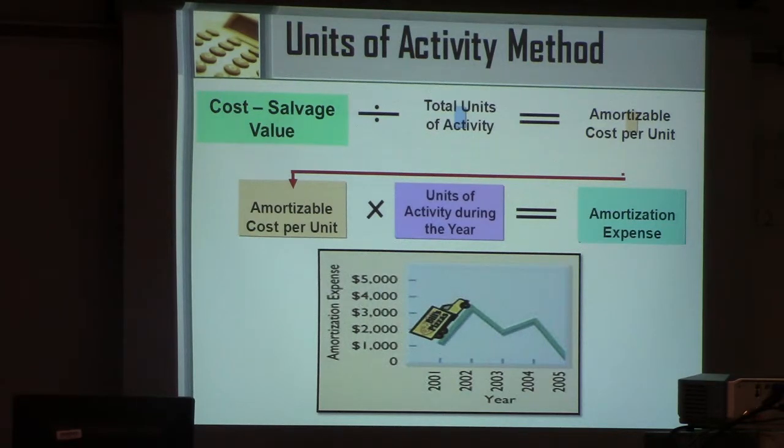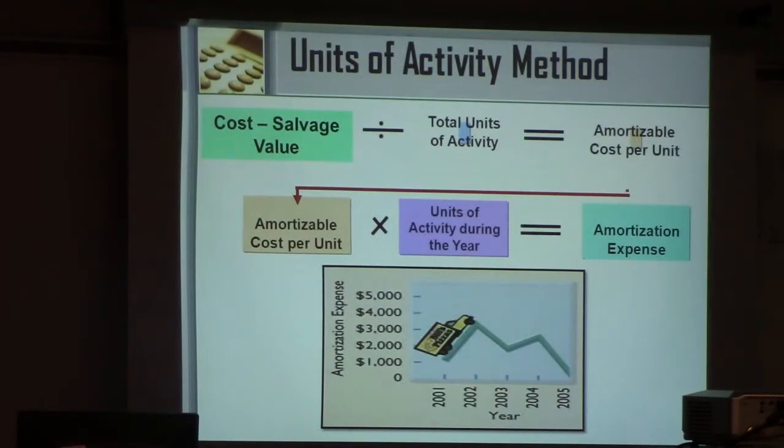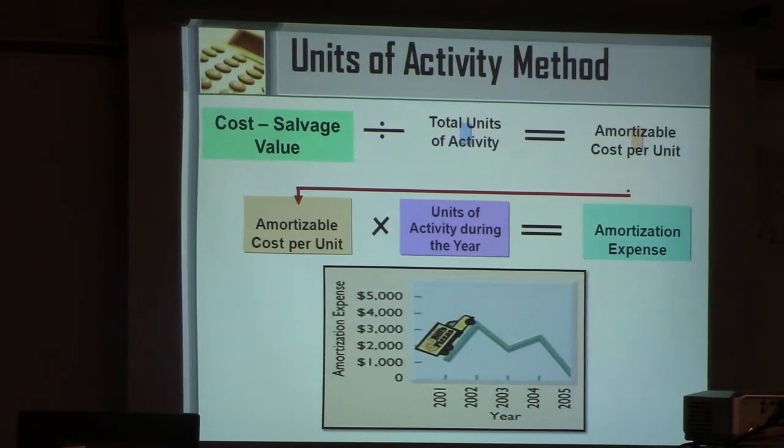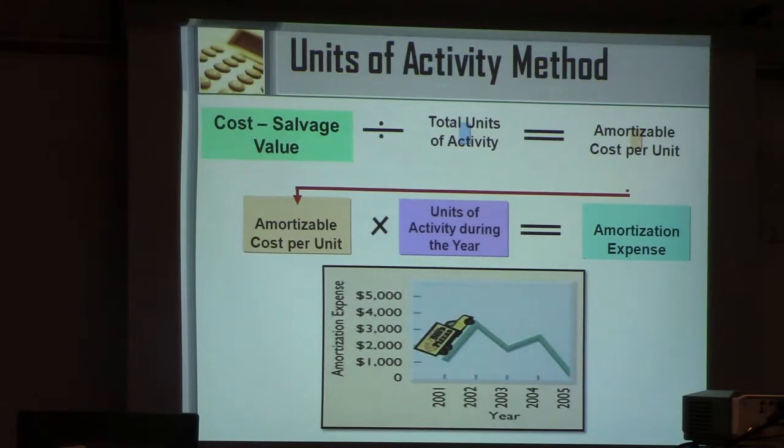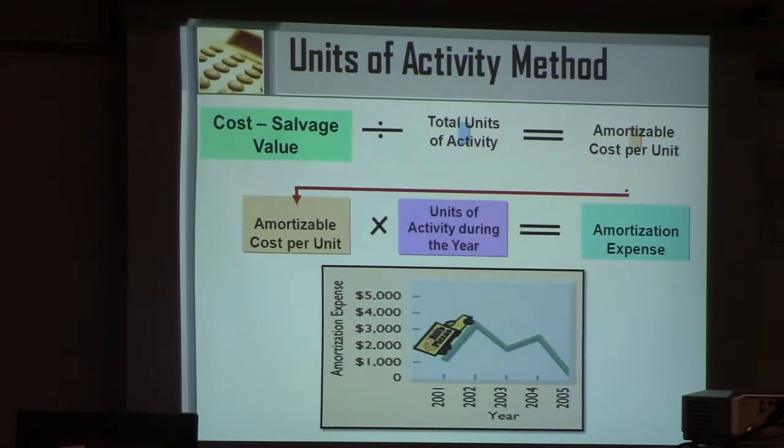You take that divided by the total number of units of activity that you're expected in its life. Now you have amortizable cost per unit. You take that per unit cost and you multiply that by the units of activity during that year, and then you come up with the amortization expense. So in 1 year, if you've got 5 units, and in the next year you've got 20 units, you can see that amortization expense in 1 year would be less, and the next year it will be 4 times as much.